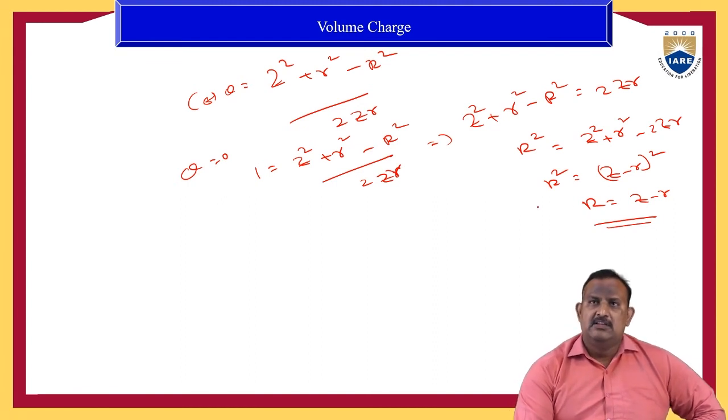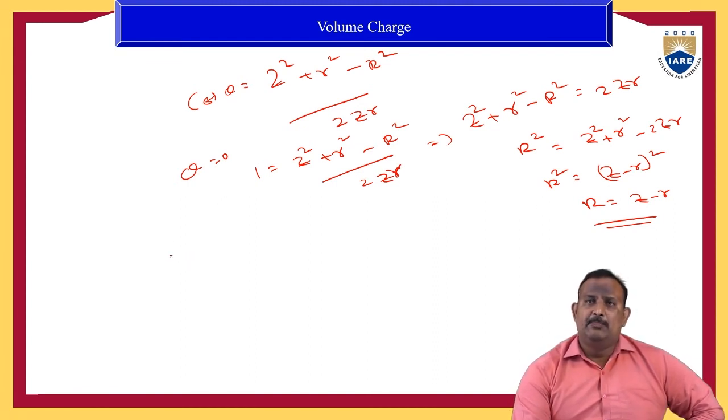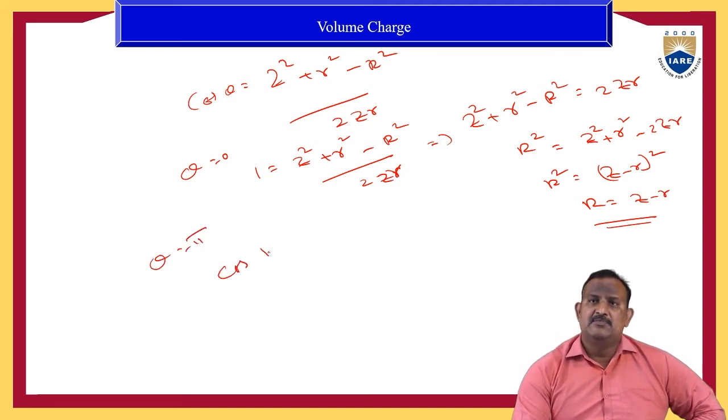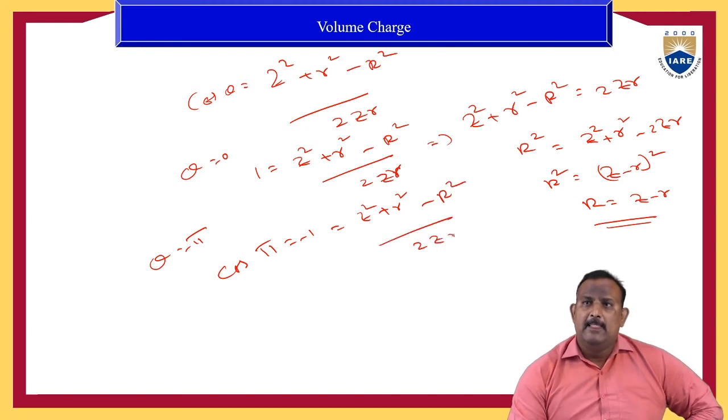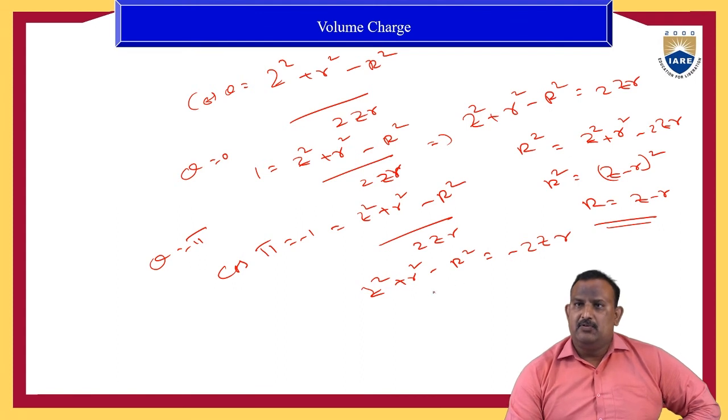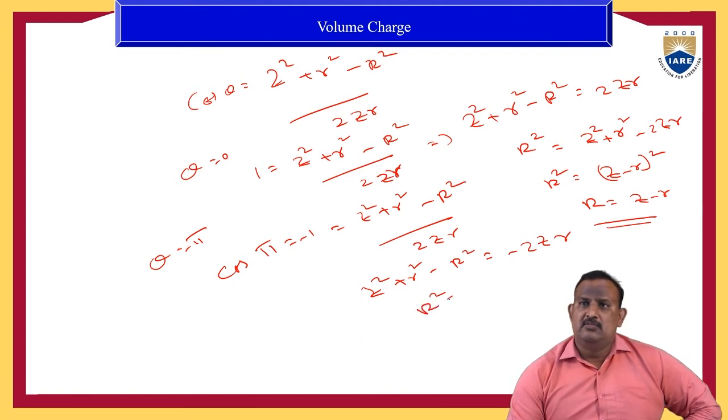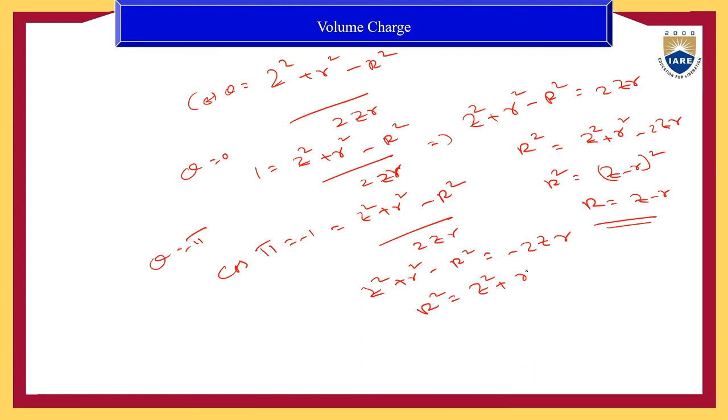Similarly, for the other one, when theta is equal to pi, cos pi becomes minus 1. So minus 1 is equal to z squared plus r squared minus R squared by 2zr. Therefore, z squared plus r squared minus R squared is equal to minus 2zr. Therefore, R squared is equal to z squared plus r squared plus 2zr.